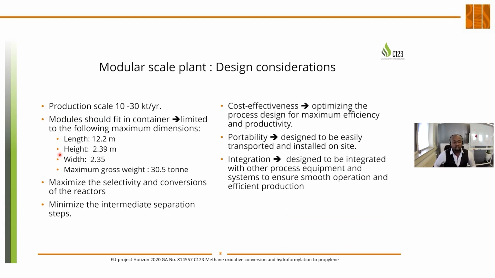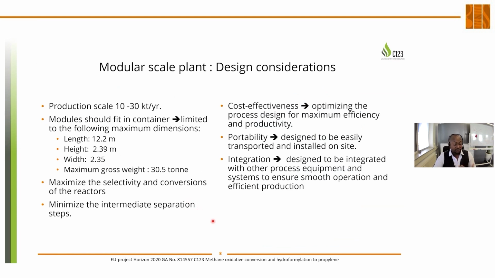The main design consideration: we're targeting 10 to 30 kiloton per year. The size or dimensions of these modules should not exceed a shipping container. So each unit or each module cannot have, for example, a 20 meter length column. Its maximum is 12 meters, with a certain weight. And as you can see, these are the dimensions of a container.